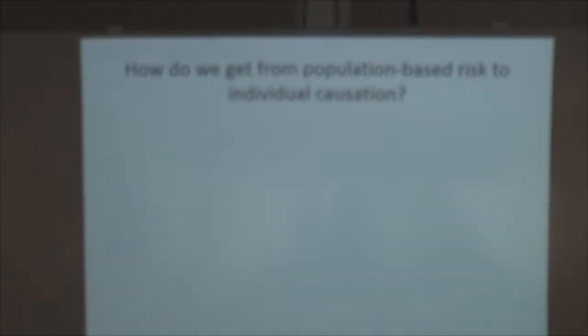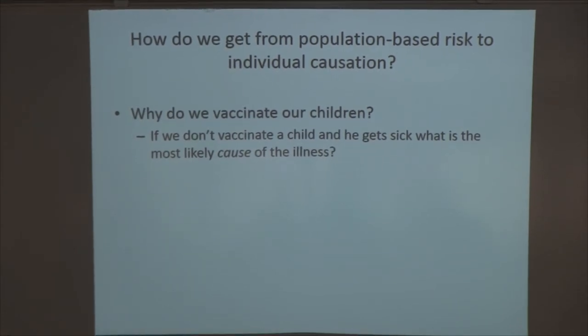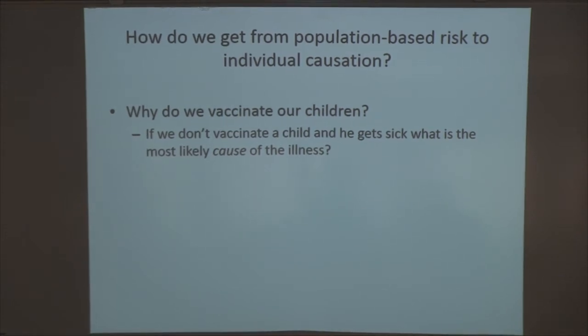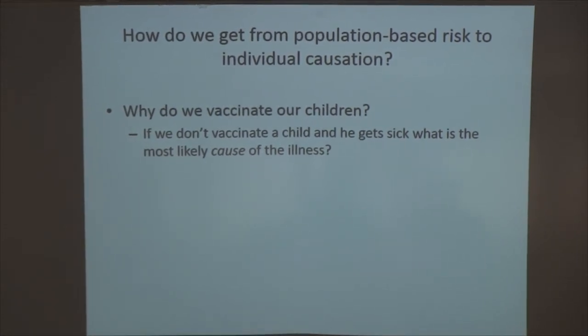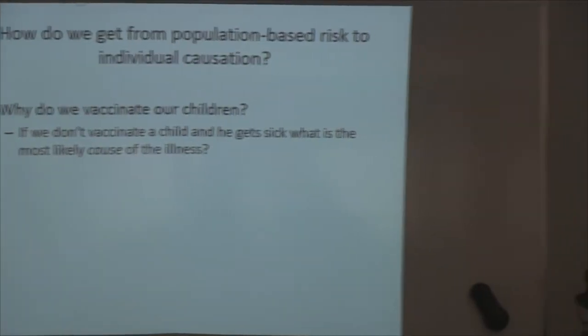So how do we get from this concept relating to populations to individuals? Think about this. Why do you vaccinate children? You vaccinate children so they don't get sick. You don't vaccinate children because they're sick. You vaccinate them because you have a belief that in the future, the child is less likely to get sick if you've done something now to prevent it.